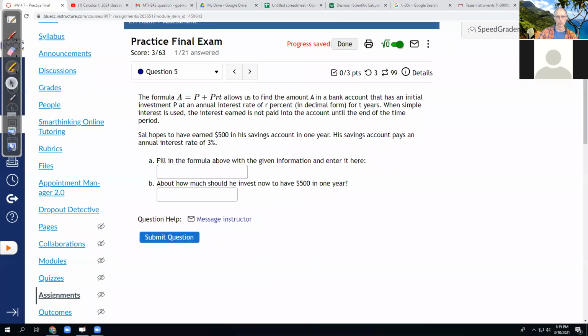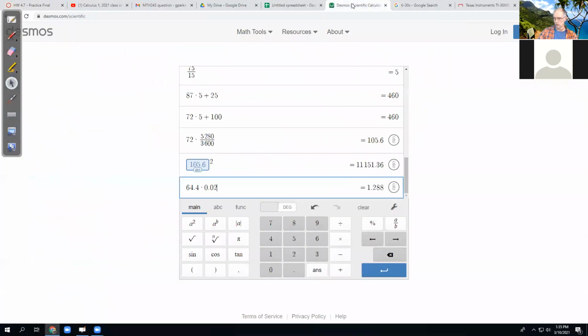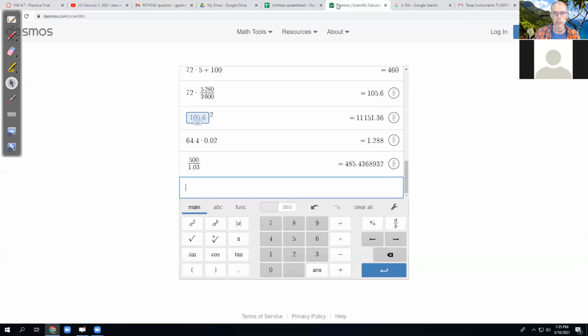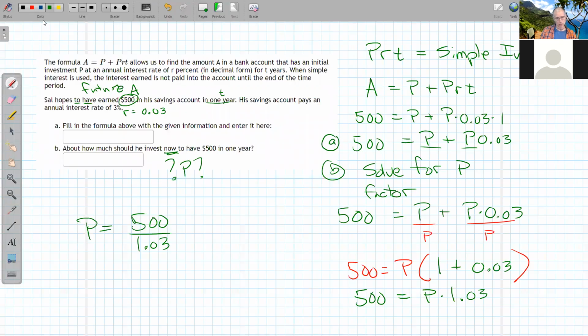Calculator time. $500 divided by 1.03, and I have to round that a bit, so 485.44, that's what I think it is. So I think that's what I invest now at 3% for 1 year, so I get enough interest so I have $500 in the future.